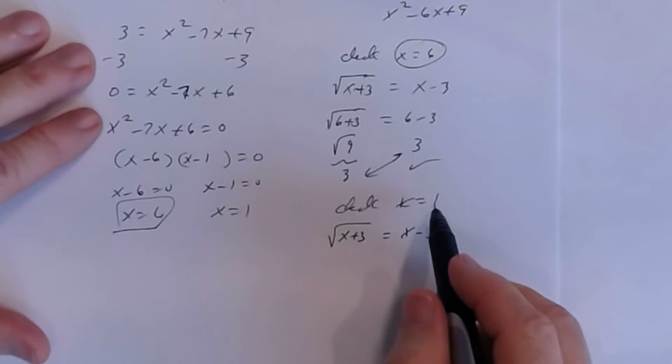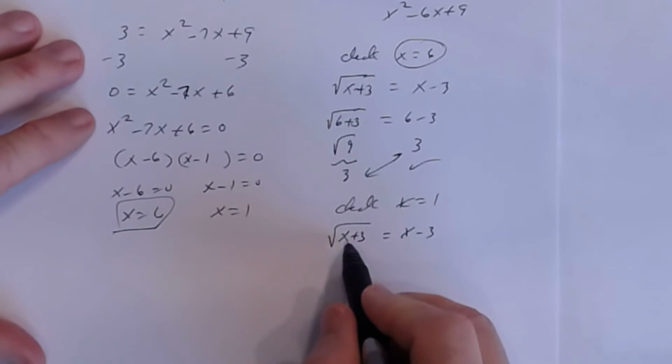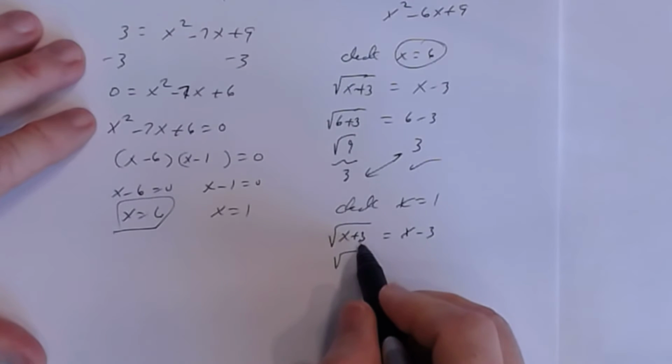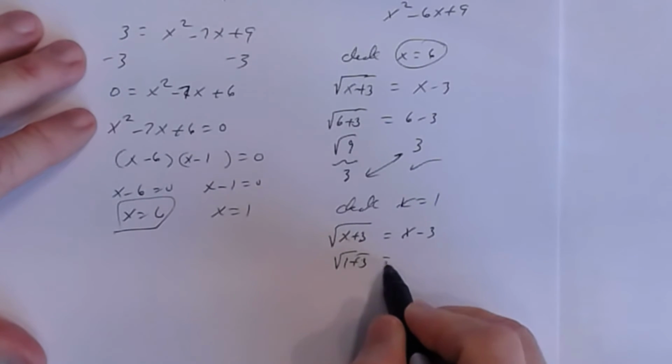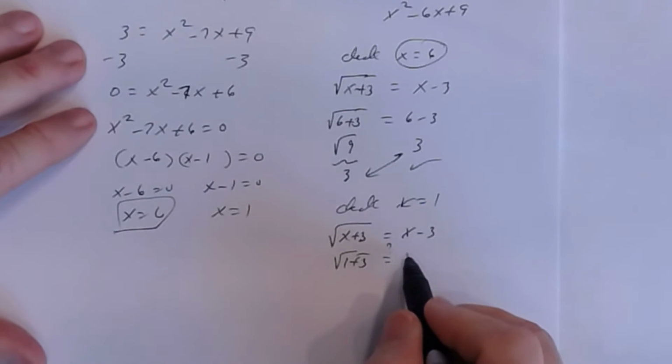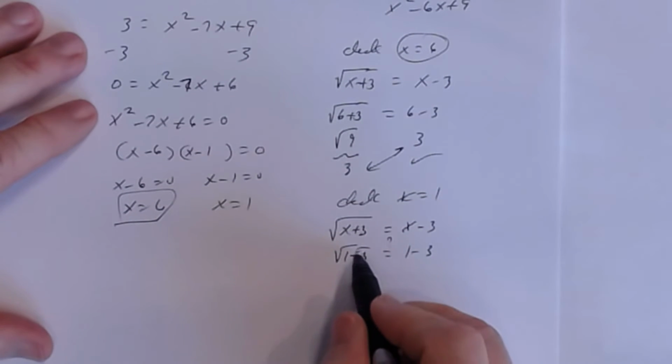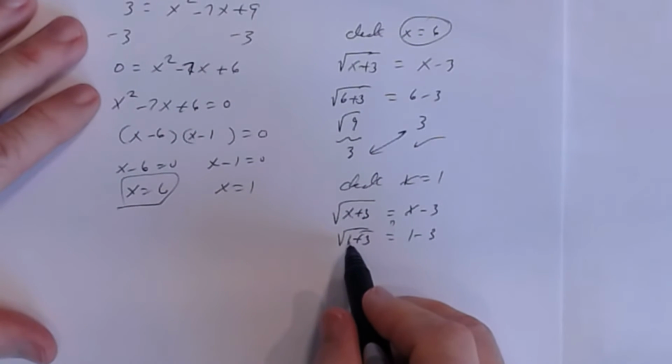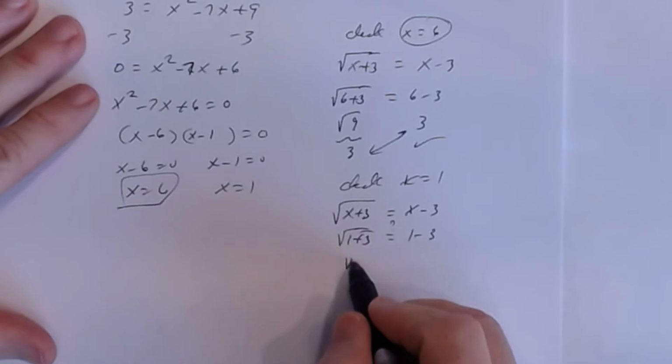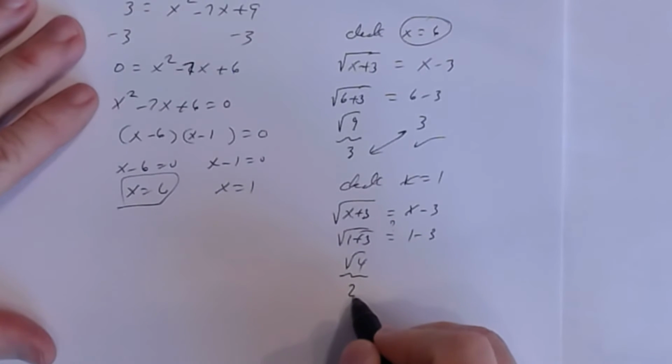So this time in place of x, I'm going to substitute 1. So notice I get the square root of 1 plus 3. And on this side, I'm checking to see if those are equal. On this side, I get 1 minus 3. Remember, first of all, 1 plus 3 is 4, so the square root of 4, and the square root of 4 is 2.